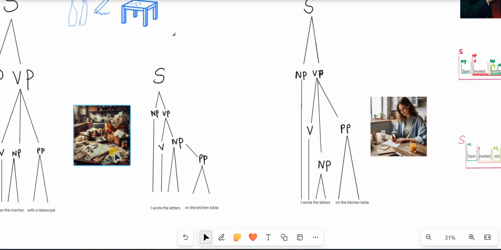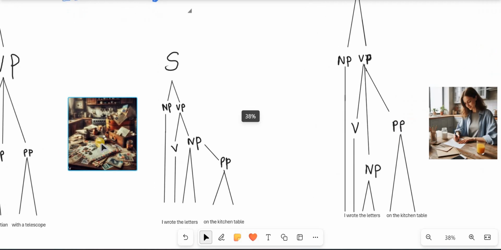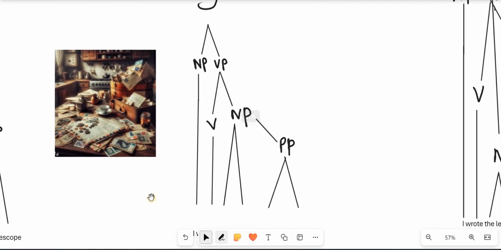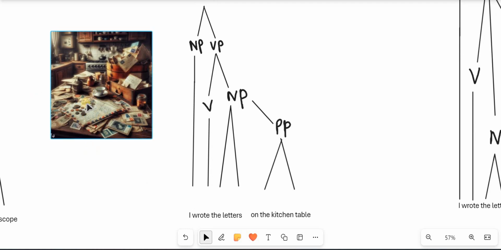The letters on the kitchen table becomes together one noun phrase. The letters on the kitchen table becomes one noun phrase. This prepositional phrase is inside this noun phrase. When we say the letters on the kitchen table, we are referring to the letters, again a noun phrase, and on the kitchen table, which is a prepositional phrase. The prepositional phrase here is inside the noun phrase. Right? That is how the depiction comes here.